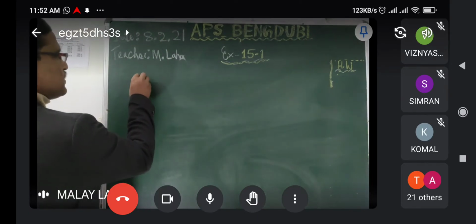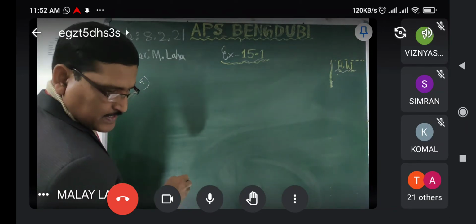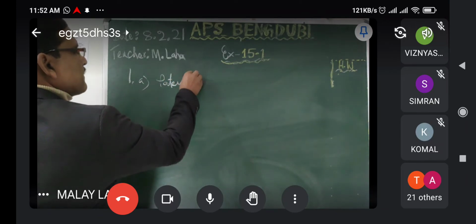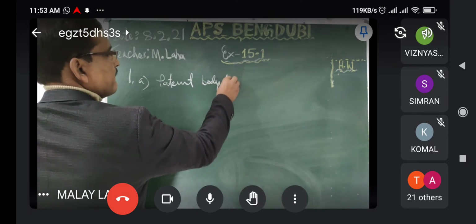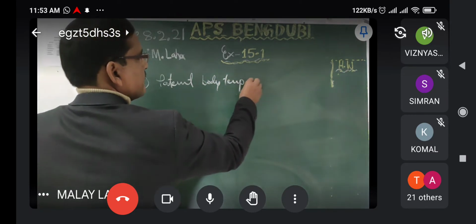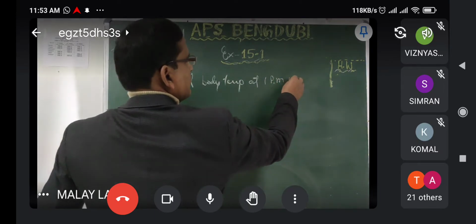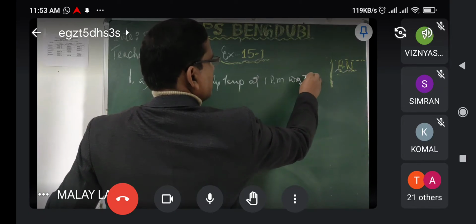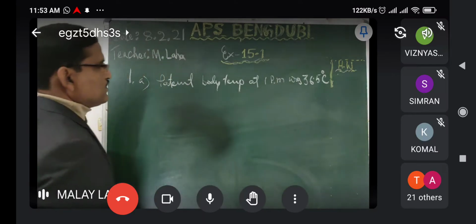So question A: patient temperature at 1 p.m. Write down: patient body temperature at 1 p.m. was 36.5 degrees C. Have you understood?